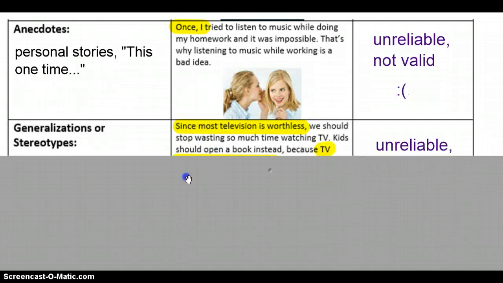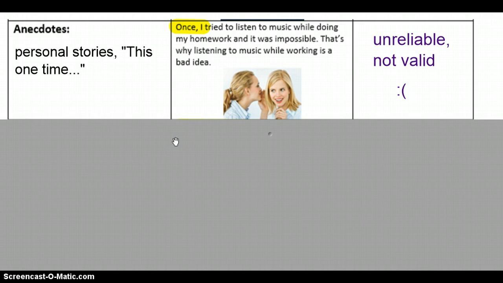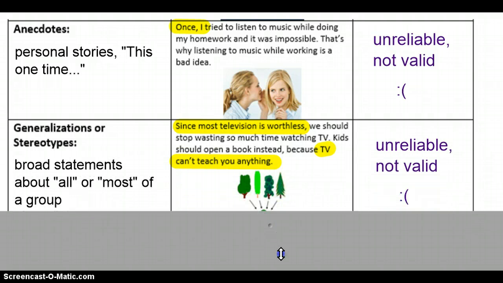And lastly, we've got anecdotes, which are personal stories. I like to remember the phrase "this one time" because I often hear students use that phrase when they're beginning an anecdote. Here's an example: once I tried to listen to music while doing my homework and it was impossible. That's why listening to music while working is a bad idea. Now, this is one person's experience. That's why anecdotes are usually unreliable and not valid. They definitely get your attention because they can be very vivid and include people's memories, but that doesn't necessarily mean that they prove a point.